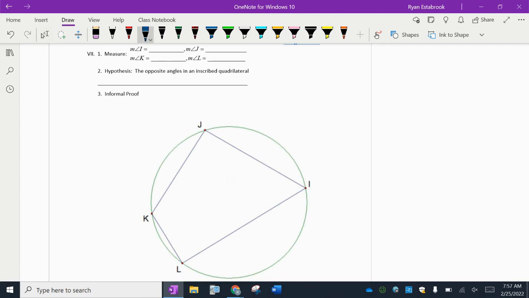JILK. This is an inscribed quadrilateral. The circle is circumscribed. This quadrilateral is inscribed. Each of the vertices of the quadrilateral are on the circle itself.